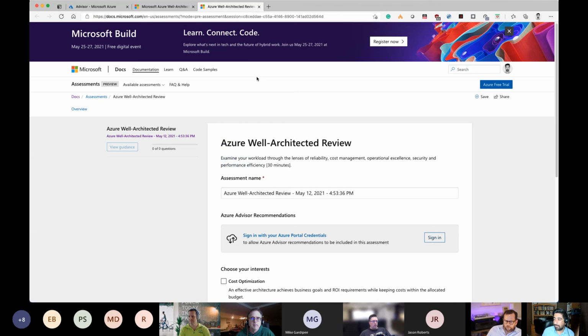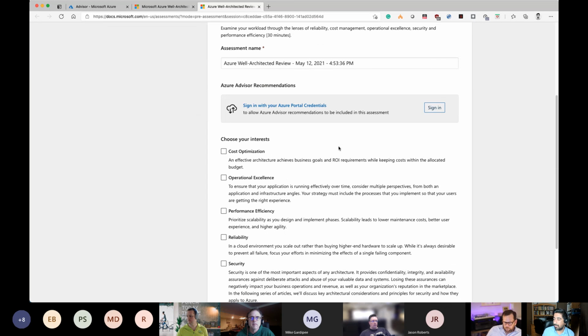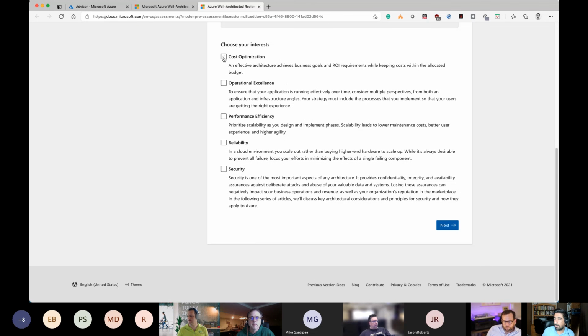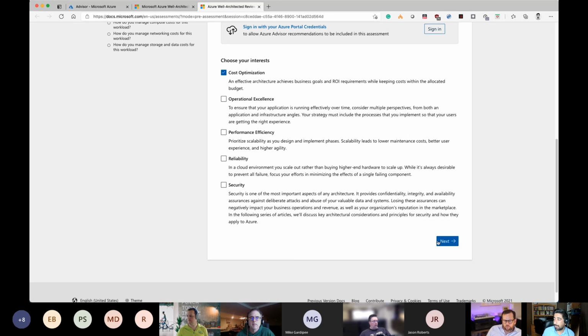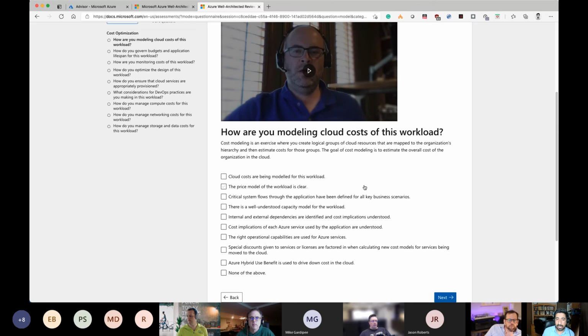And this is where the review is. If you'll head out to the Well-Architected Framework, they have provided a link over here as well. If you head out to it, you can create your own Well-Architected review. For example, if I just go ahead and do it for cost optimization and click next, it will start asking me a certain set of questions in regards to that particular pillar.